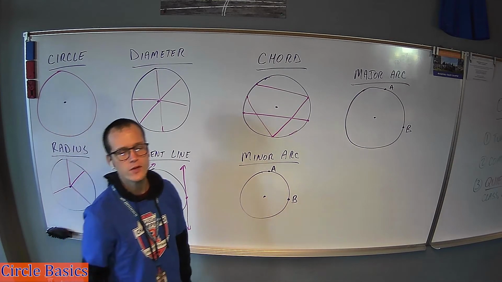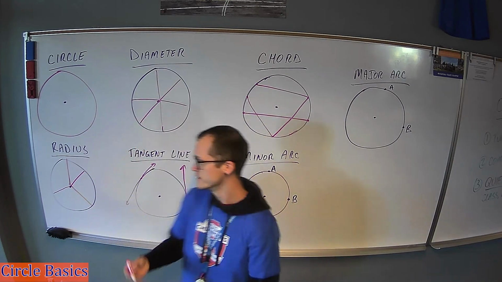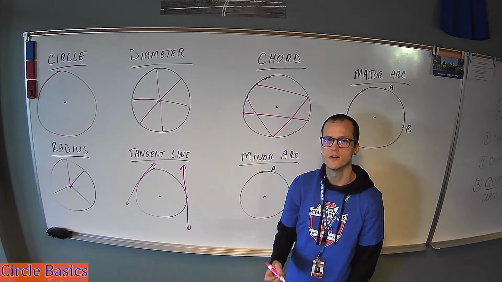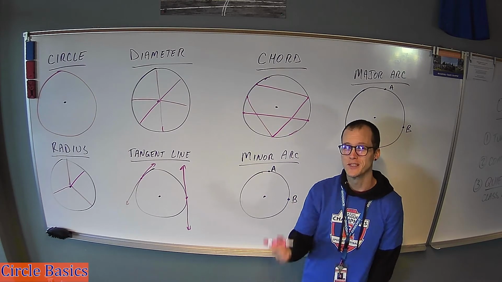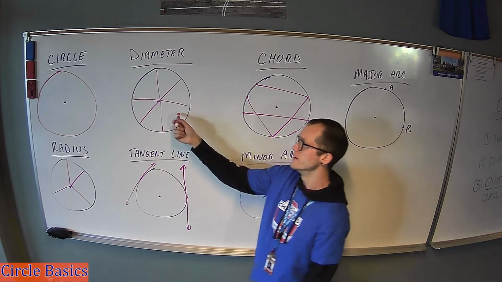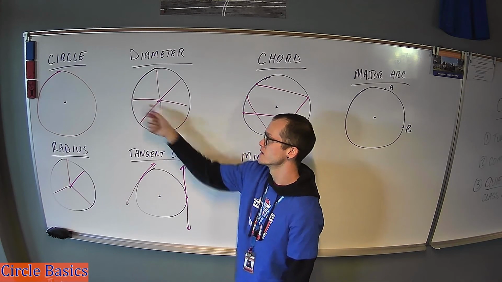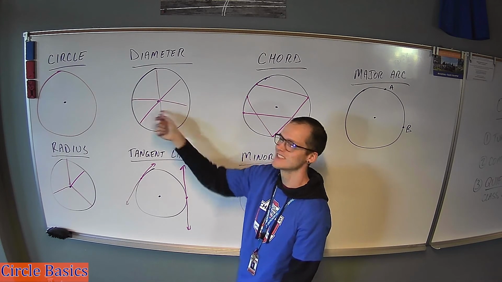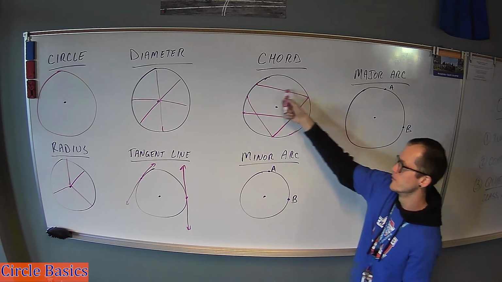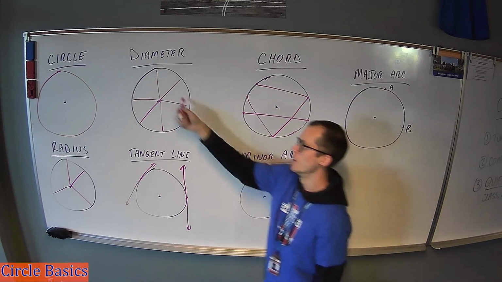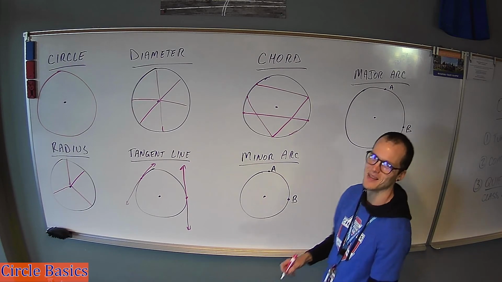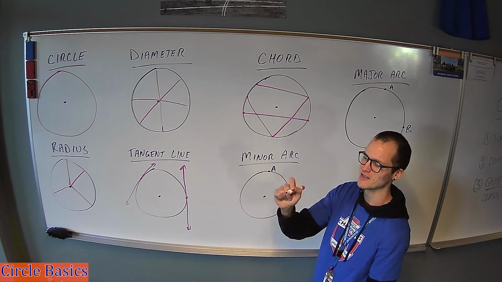A very specific chord that you're all familiar with already is the diameter. There it is. The diameter technically is a chord. It's just a very specialized chord. It's like how a square is a rectangle, but not every rectangle is a square. It's kind of like that, where a diameter is a chord by definition because it touches the circle twice, but not every chord is a diameter. For example, none of these are diameters, but all of these are chords. So a diameter is a special type of chord.